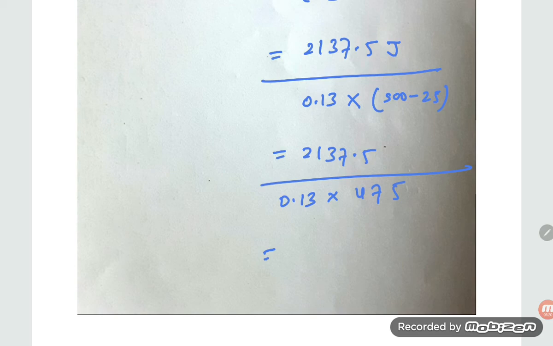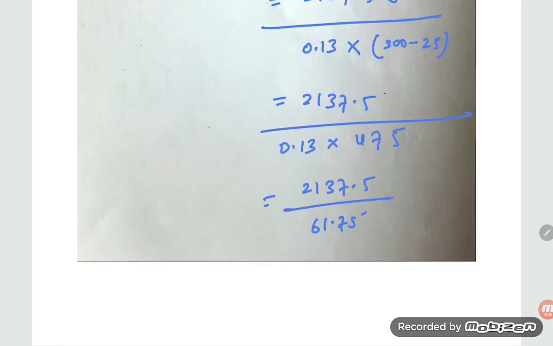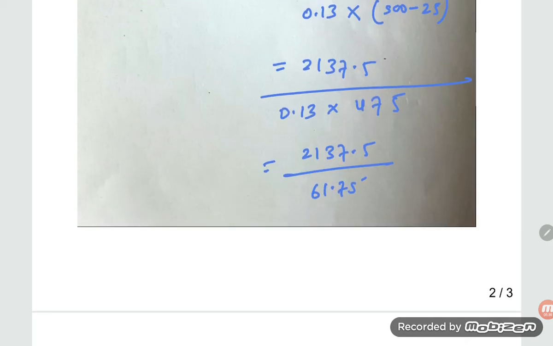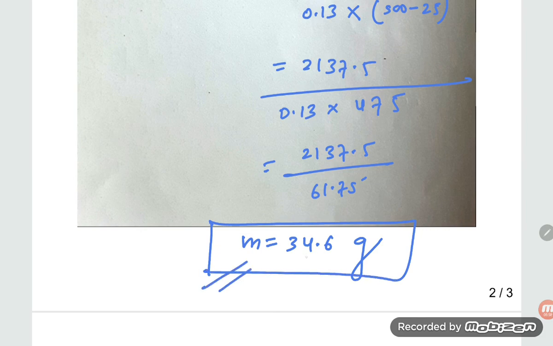Let us try to multiply this. 0.13 multiplied by 475, how much is it coming? It is 61.75, so 2137.5 divided by 61.75. Now you divide, student, how much is it coming? 2137.5 divided by 61.75 comes to 34.6 gram, because it is specific heat capacity. So that is the mass, 34.6 gram.